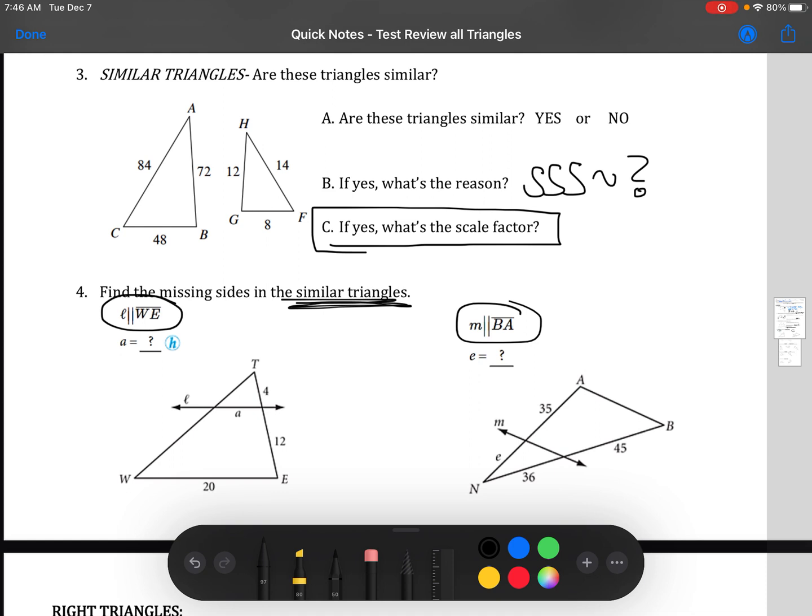If you have an entire side length, like in the first problem where A is missing, you need to remember that we are putting A over the 20. They should be similar. And then the 4 over the entire length of the triangle. 4 plus 12 would be 16. So there's our setup for 4A. I'll let you guys try out E. That one's a little bit nicer. Feel free to use your notes. I'm not saying we can't use our notes with these.